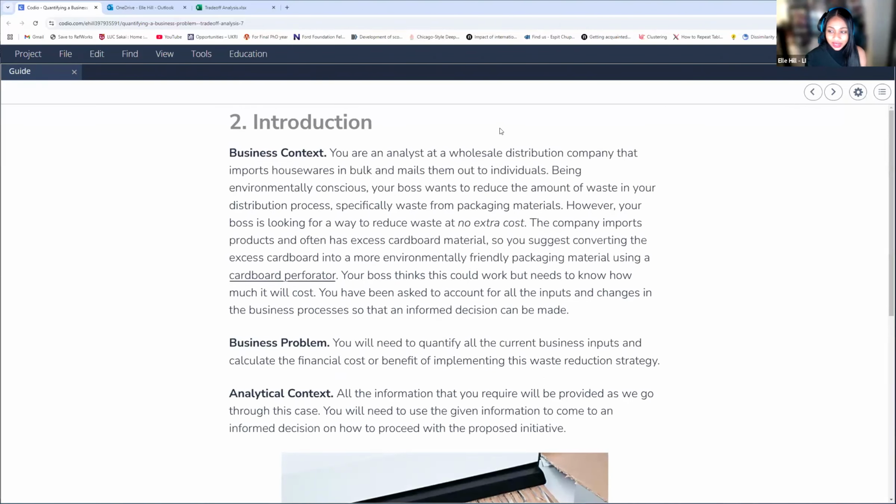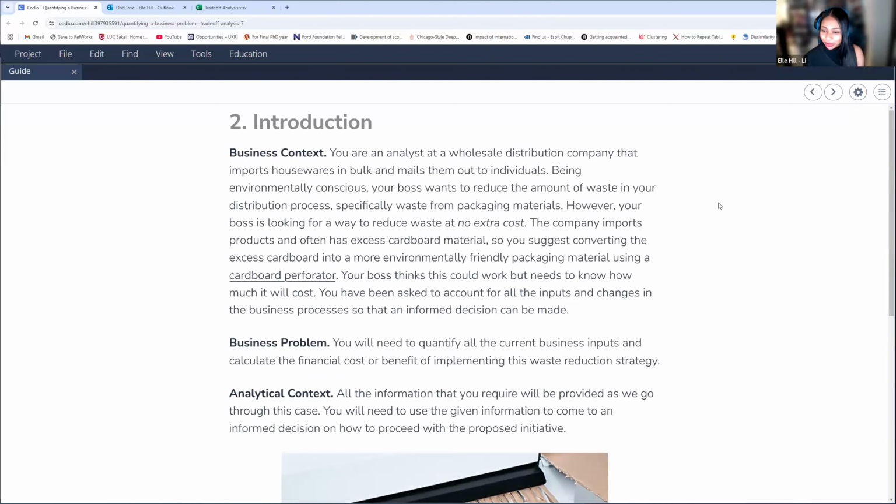You are an analyst at a wholesale distribution company that imports housewares in bulk and mails them out to individuals. Being environmentally conscious, your boss wants to reduce the amount of waste in your distribution process, specifically waste from packaging materials. However, your boss is looking for a way to reduce waste at no extra cost, which generally is pretty hard to do.